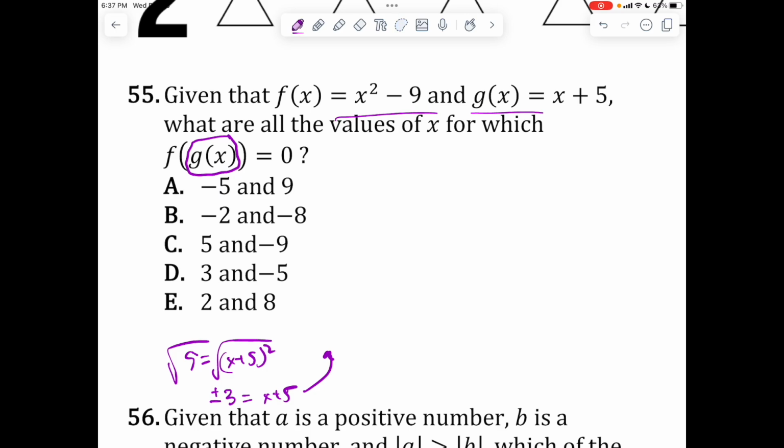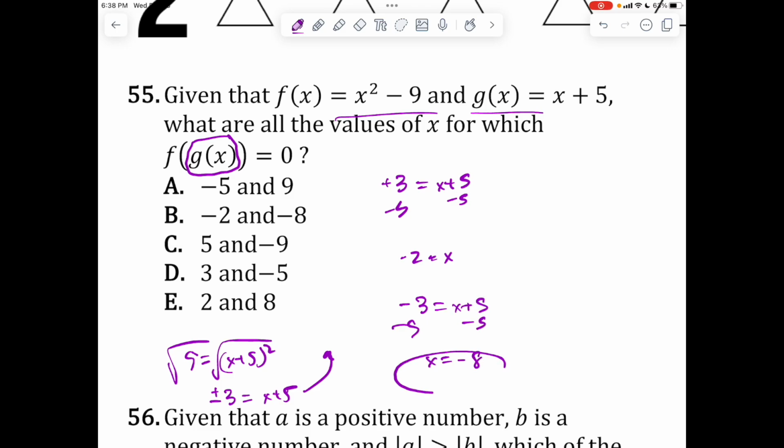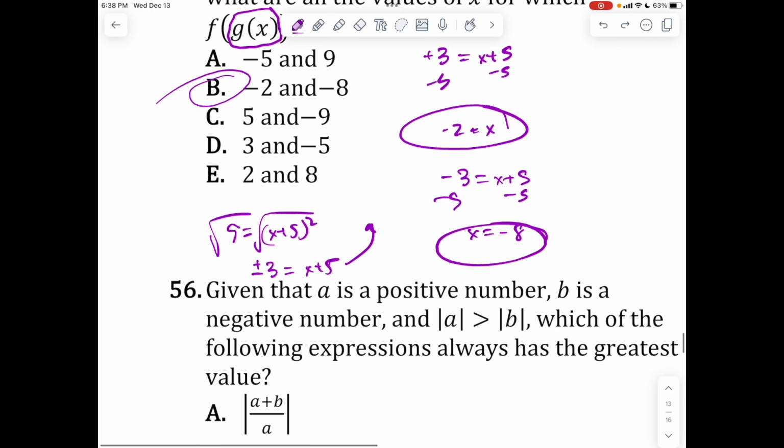This is kind of like completing the square. So it's either plus 3 is equal to x plus 5. Subtract 5 on both sides: -2 is equal to x. Or I get -3 is equal to x plus 5. Subtract 5 on both sides: x is equal to -8. -2, -8. All right, that's the answer. You can test it if you want by plugging these back into f of g of x. But that's what I'm going to leave it at for this one.